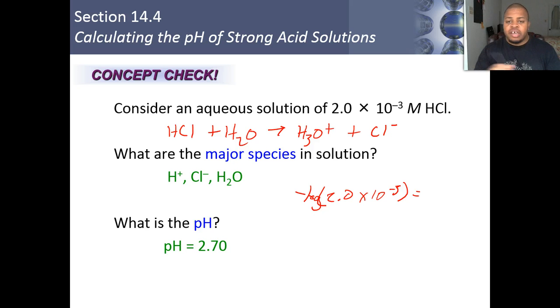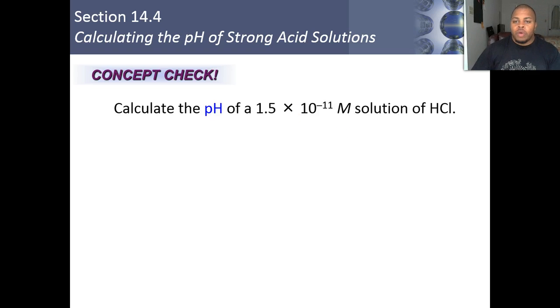Now, this part was very straightforward. We looked at the concentration we had and the fact that it's a fairly small concentration, but this is where we're actually going to start. What about the pH of a 1.5 times 10 to the negative 11 molar solution of HCl? Well, in that case, we have to consider a few things.